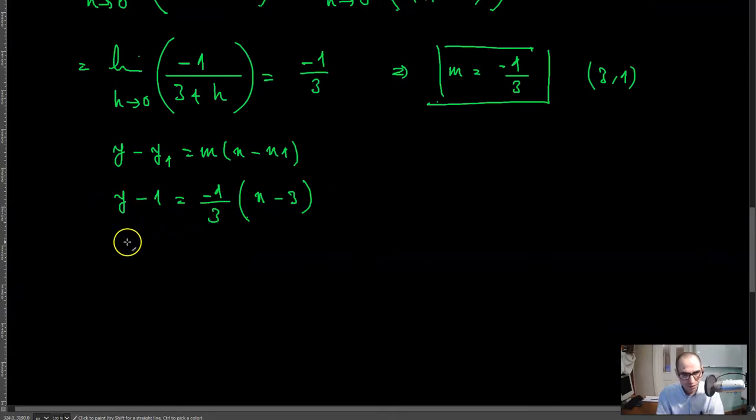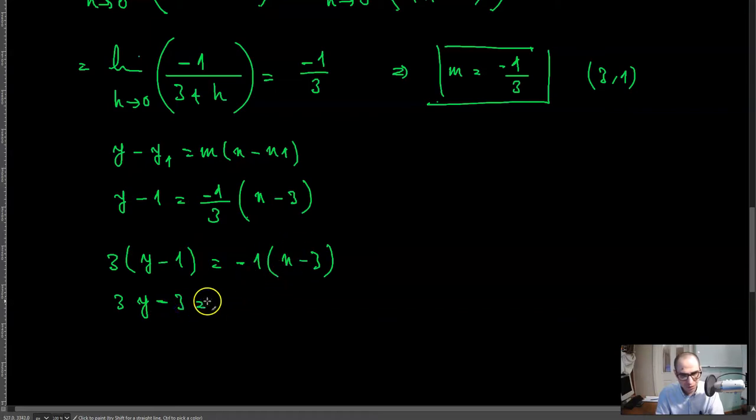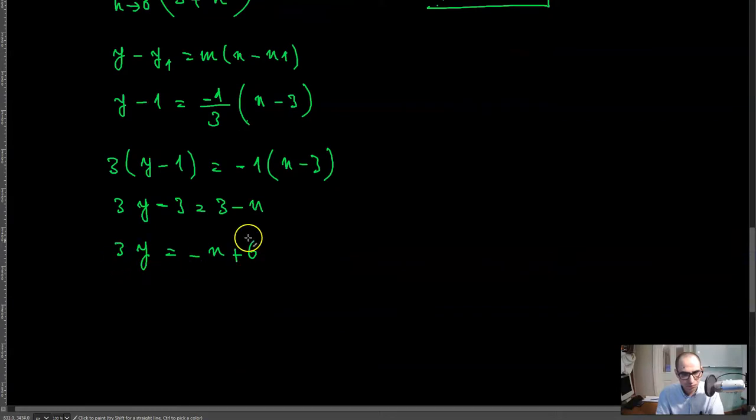You would have 3 times, for example, y minus 1 is equal to negative 1 times x minus 3, which is 3y minus 3 is equal to 3 minus x. And 3y is equal to negative x plus 6, since 3 plus 3 is equal to 6. And then you can divide everything by 3, meaning that you could write y is equal to negative 1/3 times x plus 2, right? 6/3 is equal to 2.